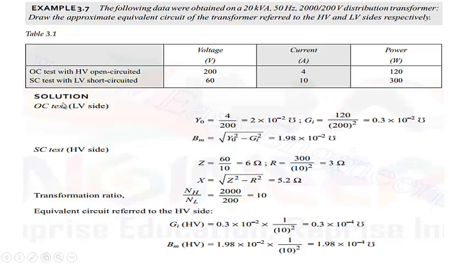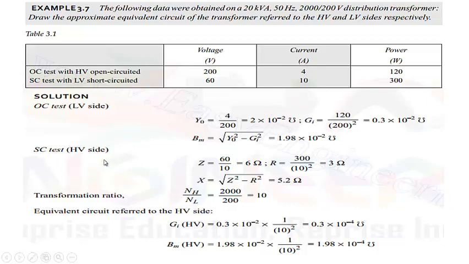From the open circuit test, Y naught will be equal to I naught divided by V naught, that is 4 divided by 200, which is 2 into 10 to the power minus 2. G_i will be equal to 120 divided by 200 squared, that is 0.3 into 10 to the power minus 2. B_m will be equal to the square root of Y naught squared minus G squared, which is 1.98 into 10 to the power minus 2 Siemens. From this we have calculated the shunt parameters.